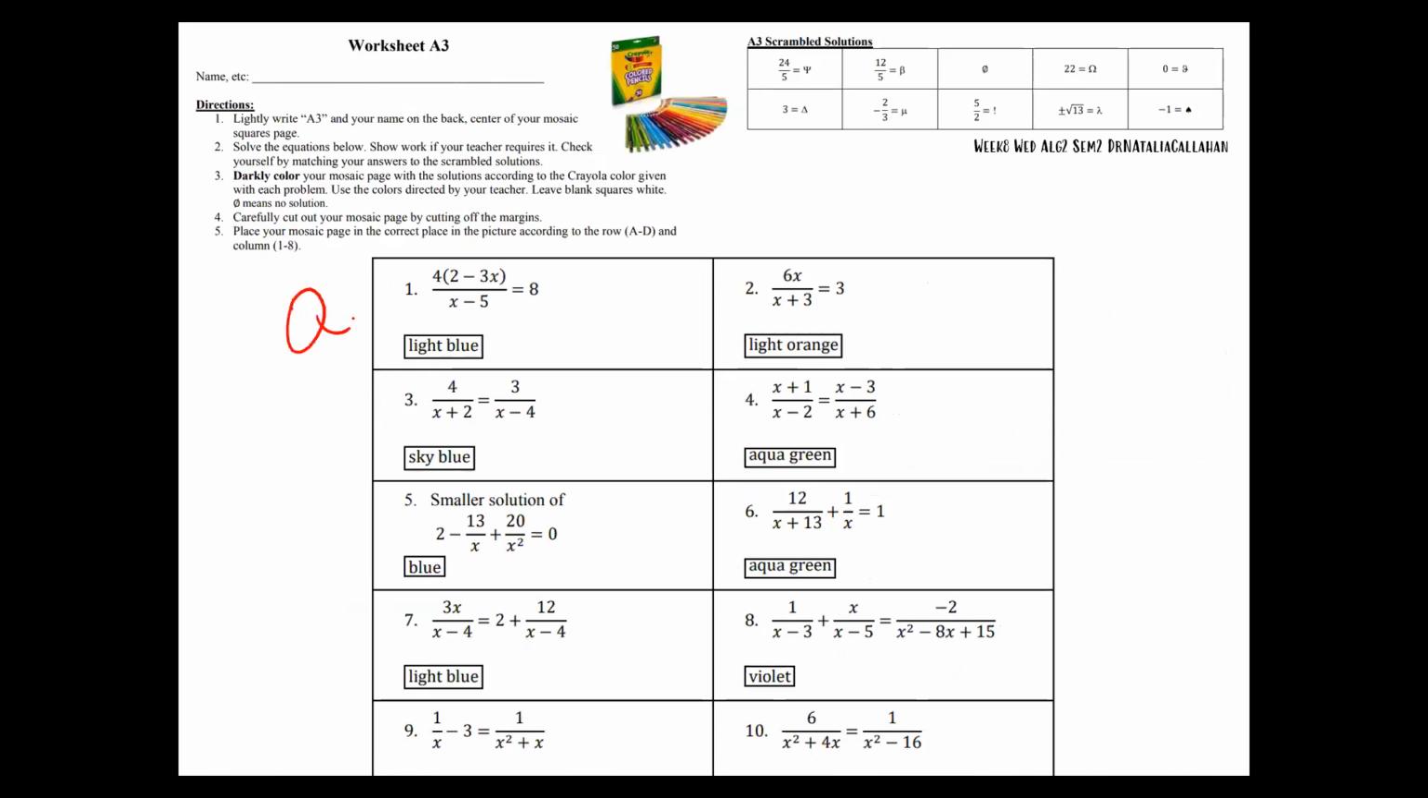So these are the questions right here, and your answers are right here. Okay, so we need to go ahead and match that. These are the colors. Once you match it to the symbols, whenever you see the symbols on your template, you're going to color that light blue.